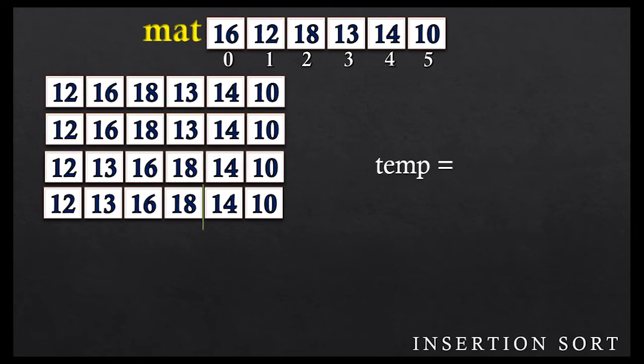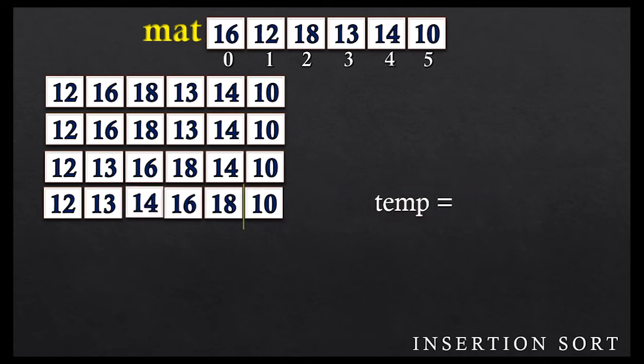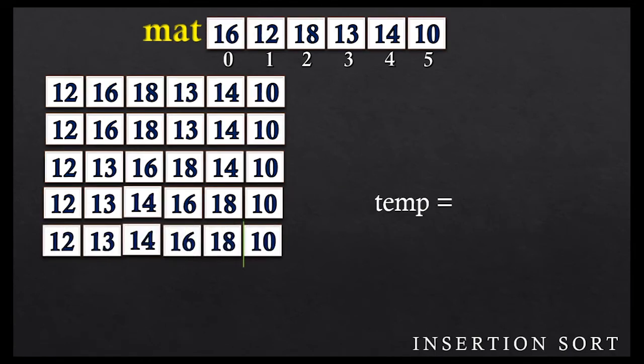Now move forward and pick one more element from the unsorted array, that is 14. First we keep 14 in the temporary variable and compare 14 with all the left hand side elements. 14 is less than 18, so 18 shifts one place to the right. Again 14 is compared with 16. Because 14 is less than 16, 16 also moves one place to the right. And when we compare 14 with 13, the condition 14 is less than 13 is false, so the gap is filled by the temporary variable, that means 14. Now you can see the sorted array elements.